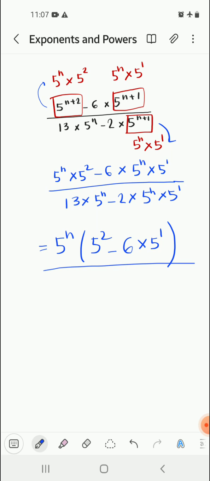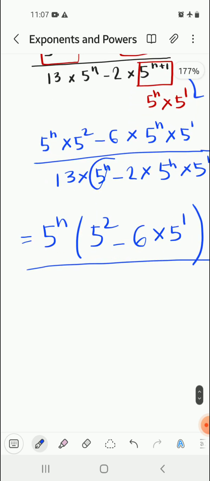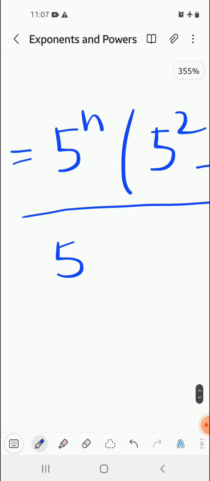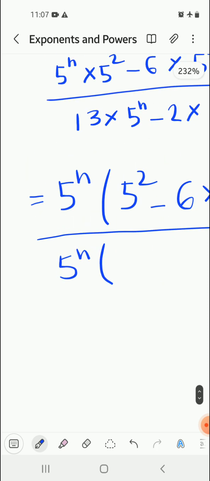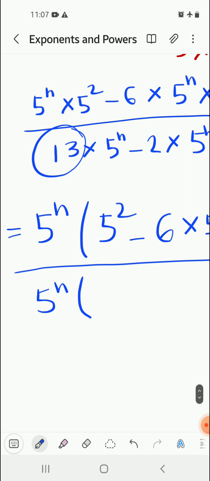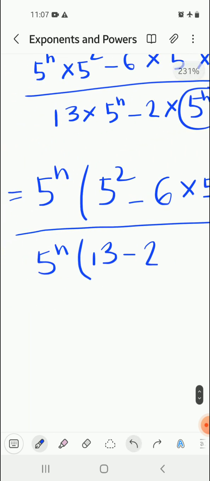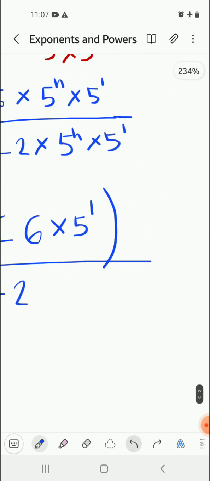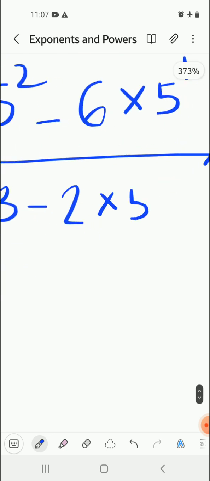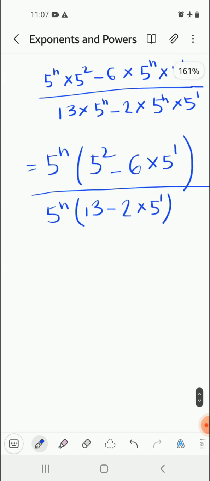Let's go for the denominator. Again, we will take 5 to the power n as common. So in the first case, we are left with 13 here. So we are going to write 13 here. Minus 2. And again, 5 to the power n we have already taken as common, so we are left with only one thing, that is 5 to the power 1. So basically, we can say that we have taken 5 to the power n common from both numerator as well as denominator.